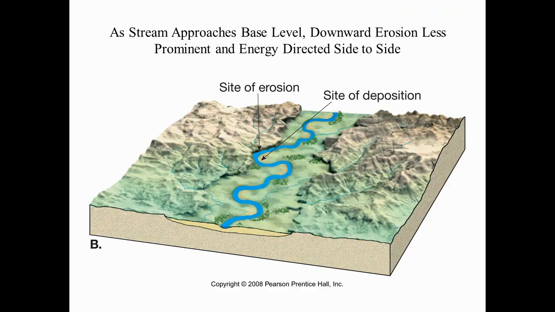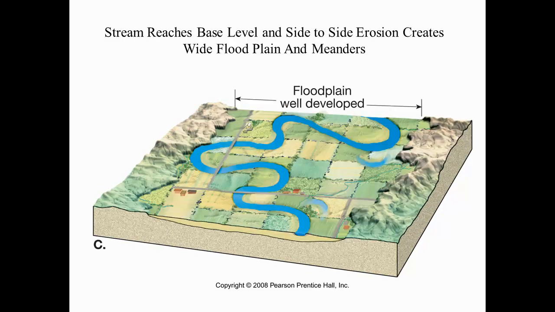However, as the stream approaches base level, the downward erosion becomes less prominent and the energy is directed side to side. And over time, eventually when the stream reaches its base level, side to side erosion creates a wide floodplain with many meanders, oxbow lakes, things of that nature.